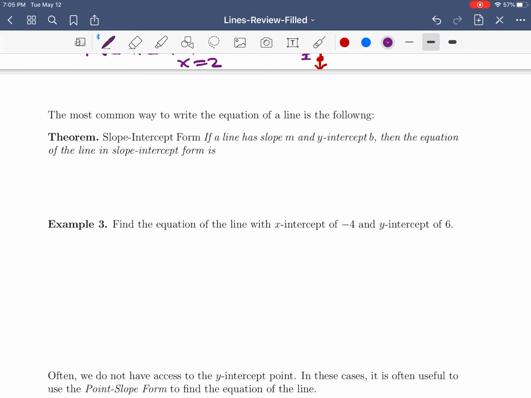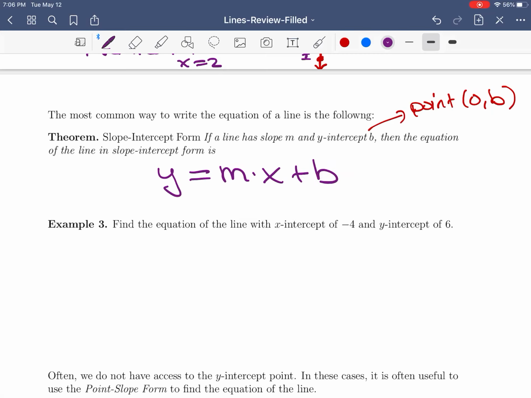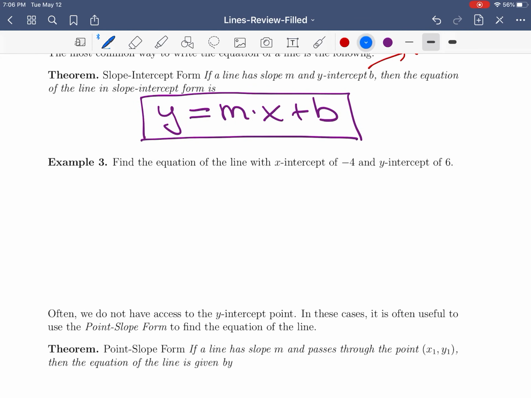Okay, so now let's talk about equations for lines. So the most common way to write the equation is in slope-intercept form. So this is when you know the slope m and you know the y-intercept b. Okay, so this actually means that it has the point 0, b. So when x is 0, the y value is b. Then your equation, and I'm sure you all remember this because this is the one everyone always remembers, is y equals mx plus b. Okay, so this is in slope-intercept form.